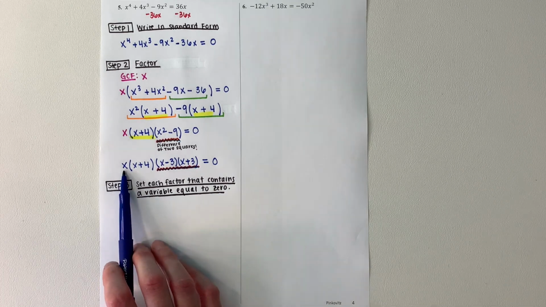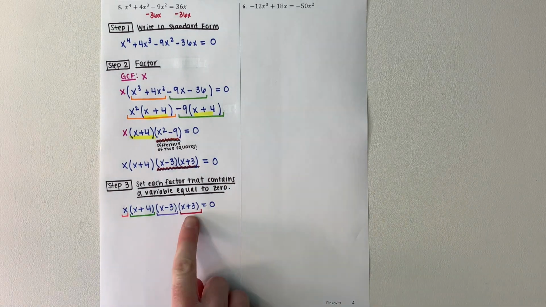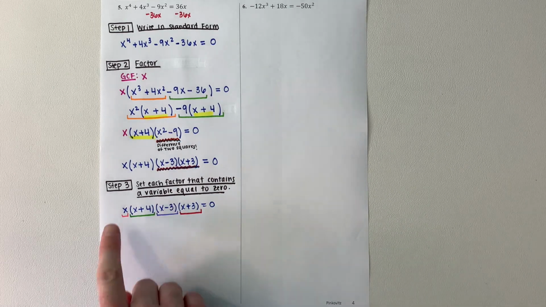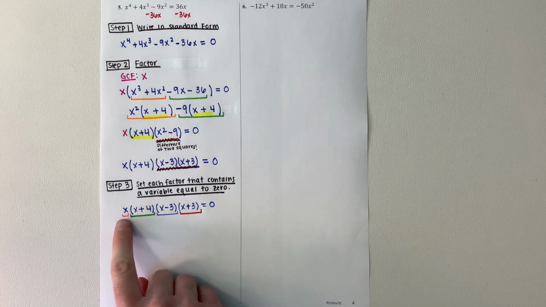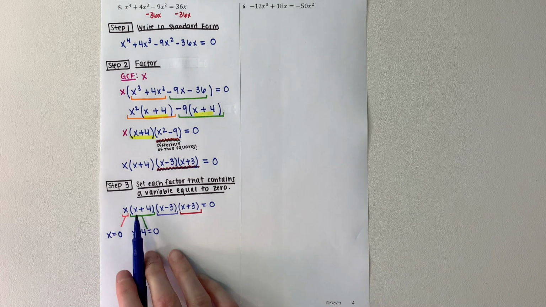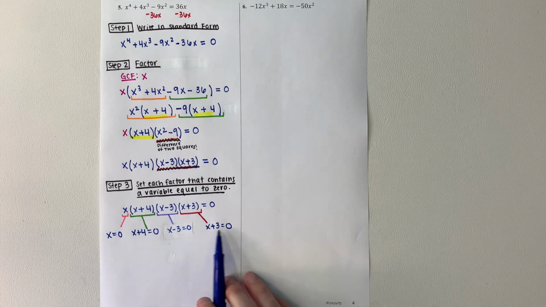To start, I'm going to copy down this factored equation right here. Now, factors are any quantities being multiplied. So x is a factor, x plus 4 is a factor, x minus 3 is a factor, and x plus 3 is a factor. Now, do all of these factors contain a variable? Yes, each factor contains the variable x. So we're going to set all 4 of these factors equal to 0. We'll set x equal to 0, we'll set x plus 4 equal to 0, we'll set x minus 3 equal to 0, and we'll set the factor x plus 3 equal to 0.